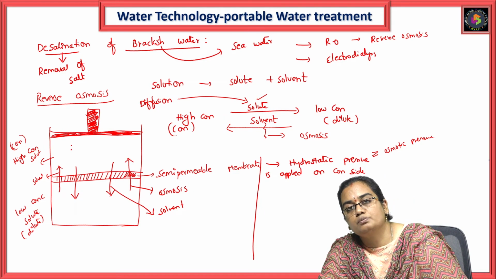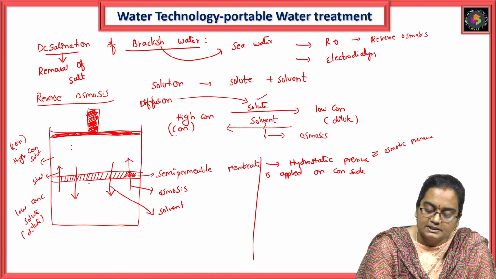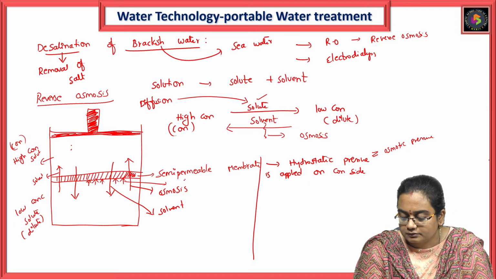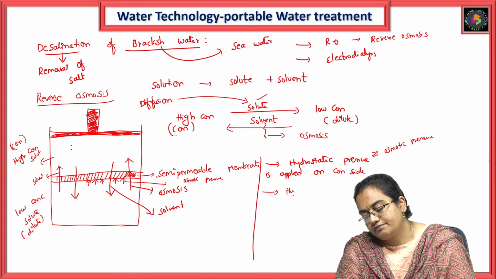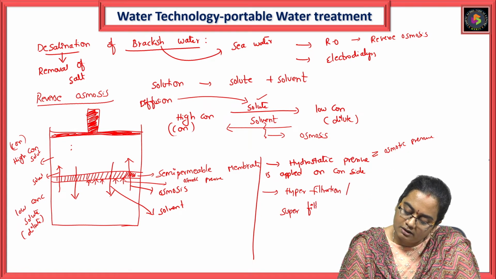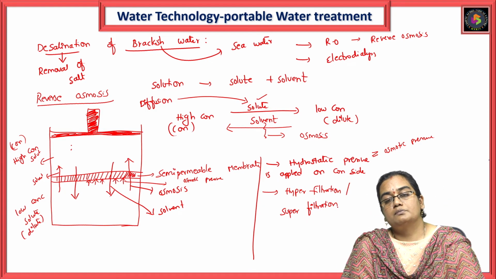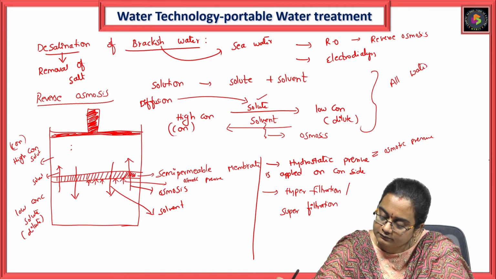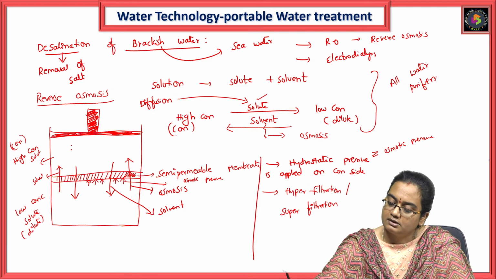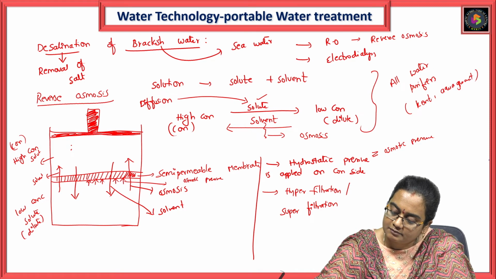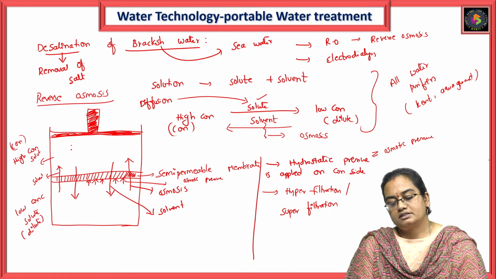And here the pressure that is applied should be equal to or more than the osmotic pressure. Osmotic pressure means this pressure. This is your osmotic pressure. Okay, and this type of filtration is known as hyperfiltration or superfiltration. This is the method that we are going to observe in all our water purifiers. So that means your Kent, or it may be AquaGuard, or anything else. In any water purifier, the process involved is the reverse osmosis process.